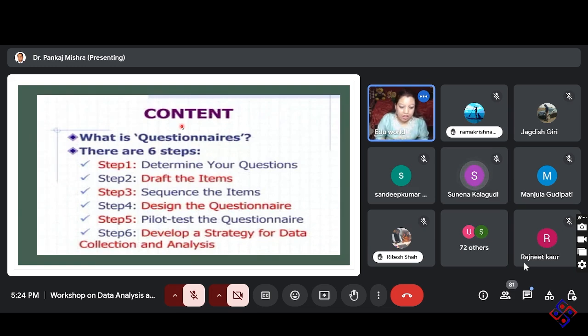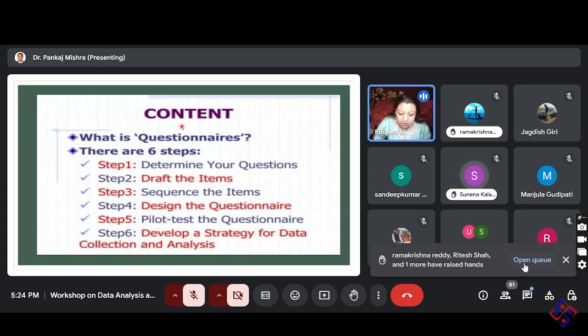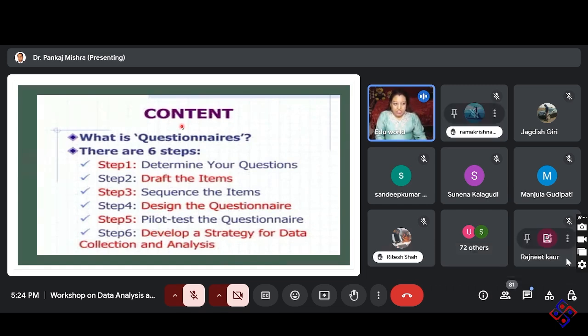Now, designing the questionnaire. Whether you want to frame the questions on the basis of 20 items or 25 items, your designing will be based on that. And the design will be close-ended or open-ended. That will be decided by the researcher. Now we have to do the pilot testing of the questionnaire. What is this pilot testing? As we have drafted the questions, whether my questions are actually suitable for my study or not, who is going to test that?